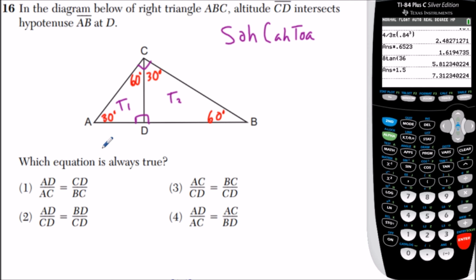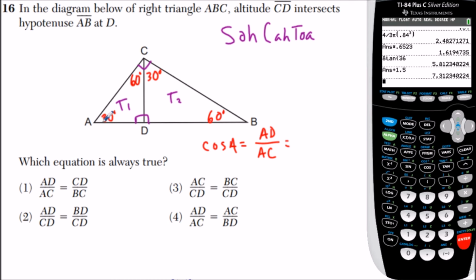So I think about, how could I build the ratio AD over AC? Well, if I use angle A, the 30-degree angle, what we could do is look at cosine of angle A is equal to the side adjacent to 30 degrees, which is side AD, over the hypotenuse AC. So now I'm just going to repeat that in the triangle that has sides CD and BC, which is triangle 2.